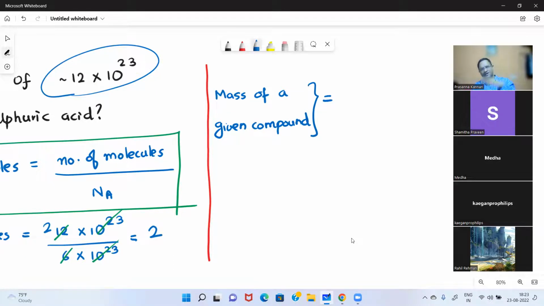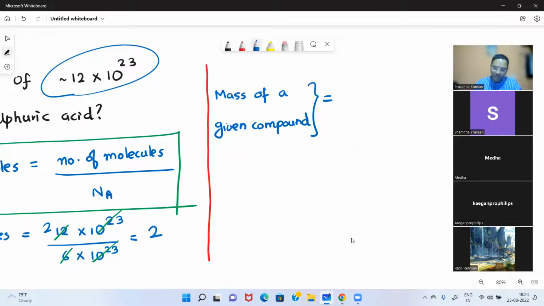Okay, how many moles are 12 into 10 power 23 molecules? That is 2 moles, because 6 into 10 power 23 is 1 mole. So 12 into 10 power 23 will be 2 moles, right? Done. Next, what is the mass of sulfuric acid? For that, you should know the molecular mass. Molecular mass of sulfuric acid, you would have done the sums many times, so you would remember it. It will be 98. So 98 gram is 1 mole. How many moles are here? 2 moles are there. So 2 into 98, that's 196 grams. So you'll finish the answer immediately.